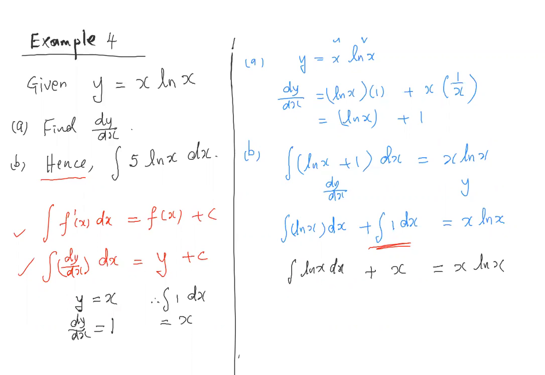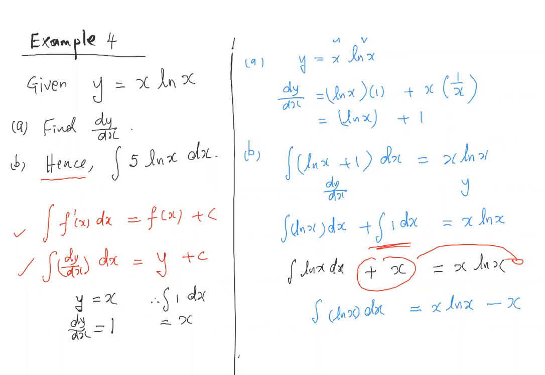So now I can move this over to this side. So I have the integral of ln x with respect to dx. I got x ln x minus x.